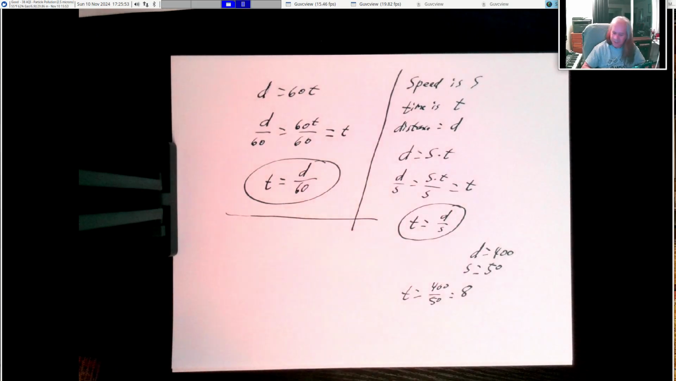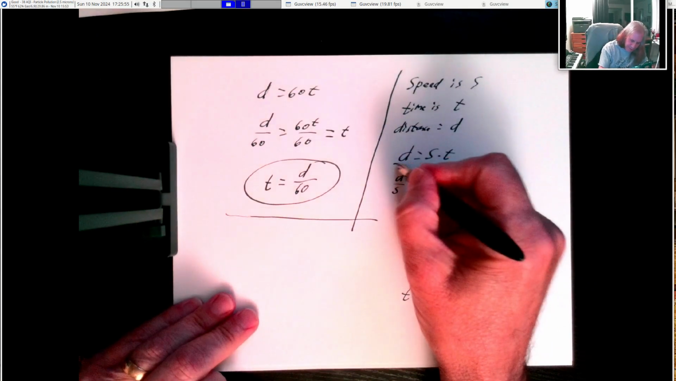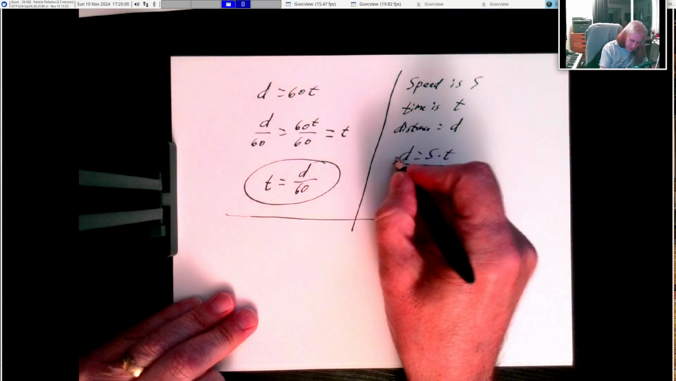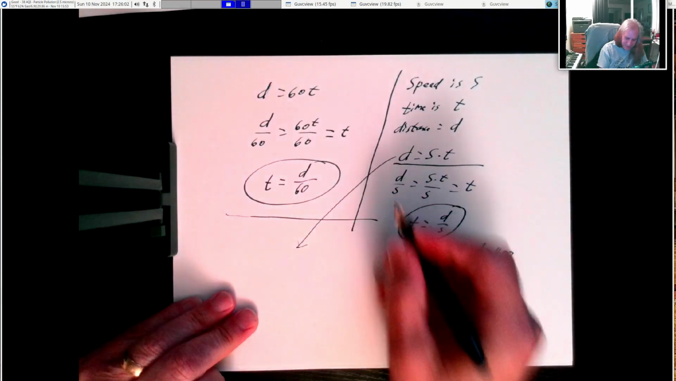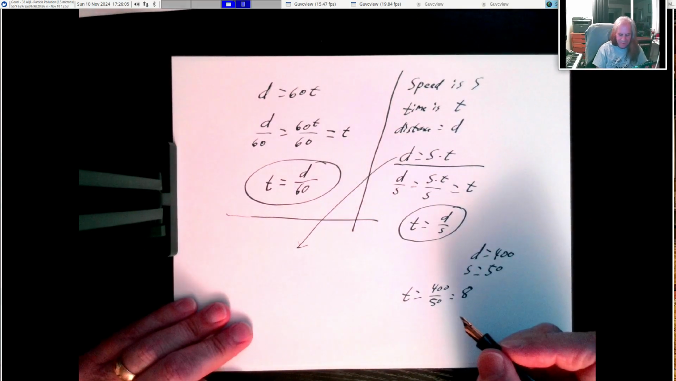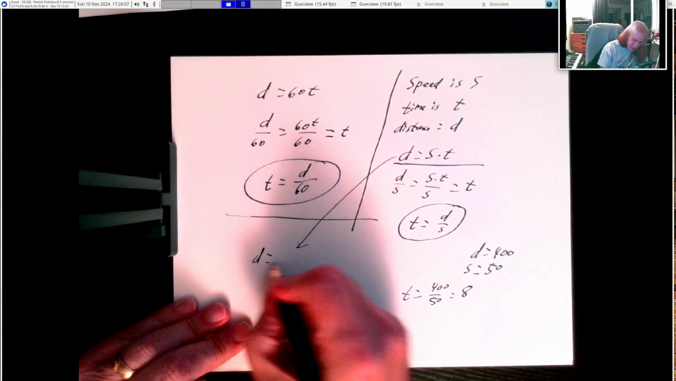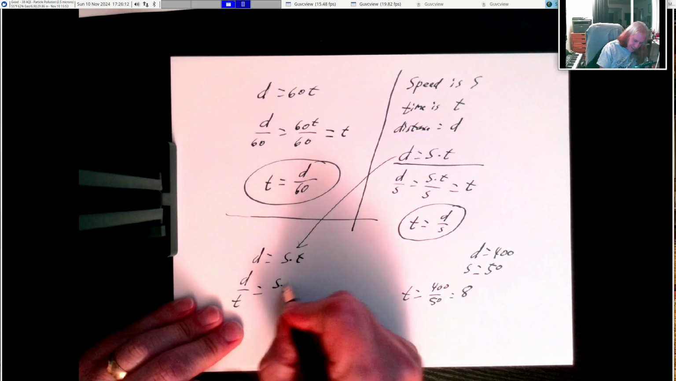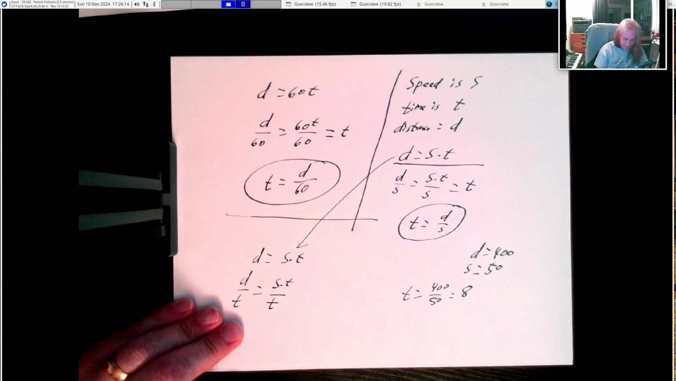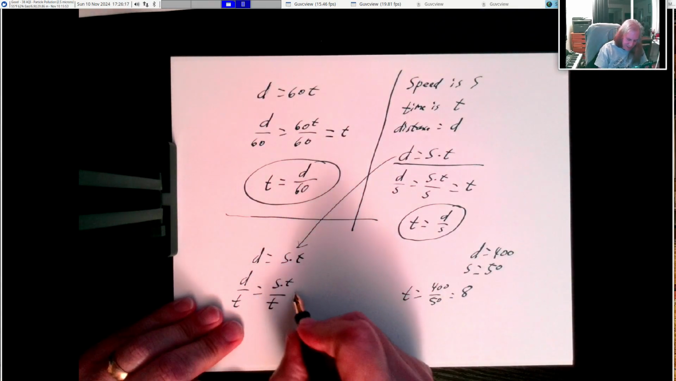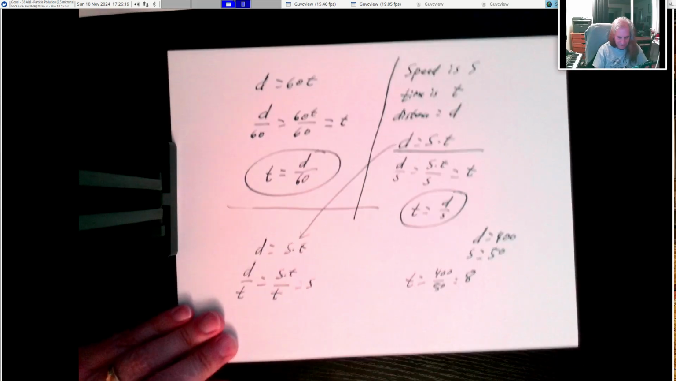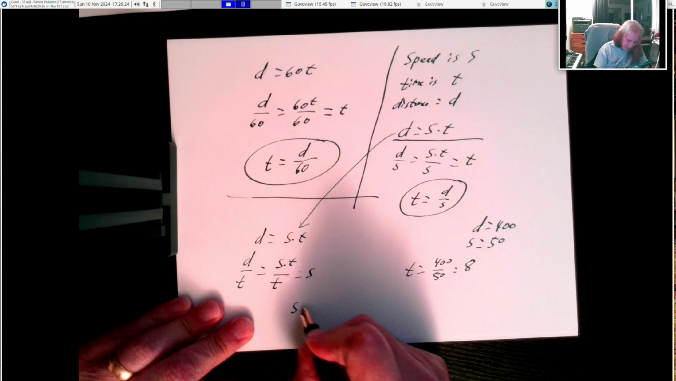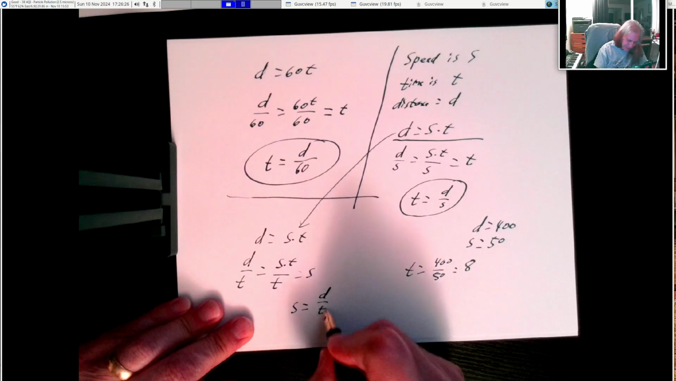So we've got one equation, we've got a second equation, and we could turn this into a third equation. Instead of dividing by s, we could divide by t. And we could say d equals s times t, d divided by t equals s times t divided by t. Well, s times t divided by t, that's just s. And so we've got a new formula, s equals d divided by t.